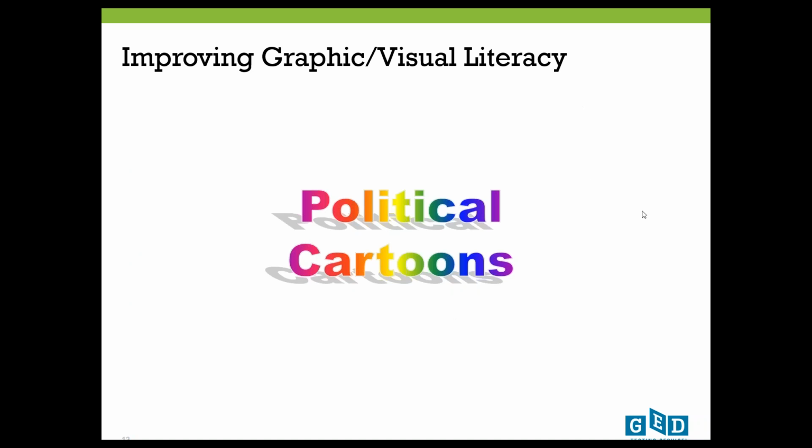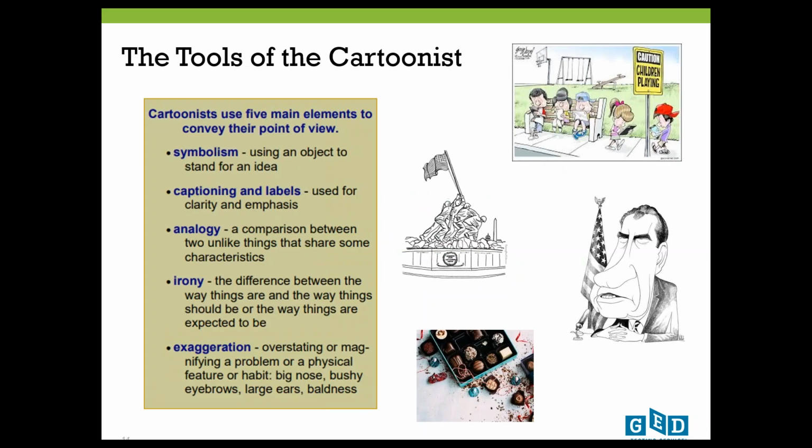So let's take a little deeper dive into political cartoons, and let's look at what that cartoonist is actually doing. So we start with the tools of the cartoonist. There are 5 main elements that cartoonists use to convey their point of view. And we recognize these really well when we get into symbolism, where we use an object to stand for an idea. We're all used to seeing Uncle Sam, or we see the Statue of Liberty to represent freedom.